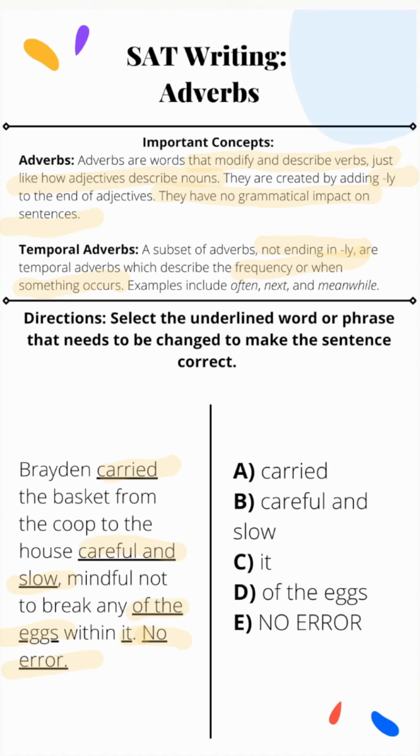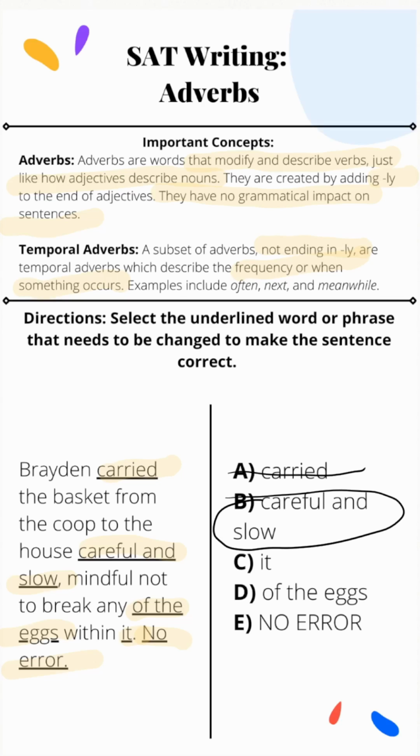Braden carried the basket from the coop. That is a grammatically correct sentence. Carried, we're just describing what he's doing in the past tense. That's the verb we're using. So that will be fine. You don't need to change that. Now, careful and slow might look okay at a glance, but actually, this is what we need to focus on. What is it describing? It's actually describing how Braden carried the basket specifically. Now, if we're describing the verb carried, we're going to need to use adverbs, carefully and slowly. So careful and slow is actually our correct answer, what we need to change.